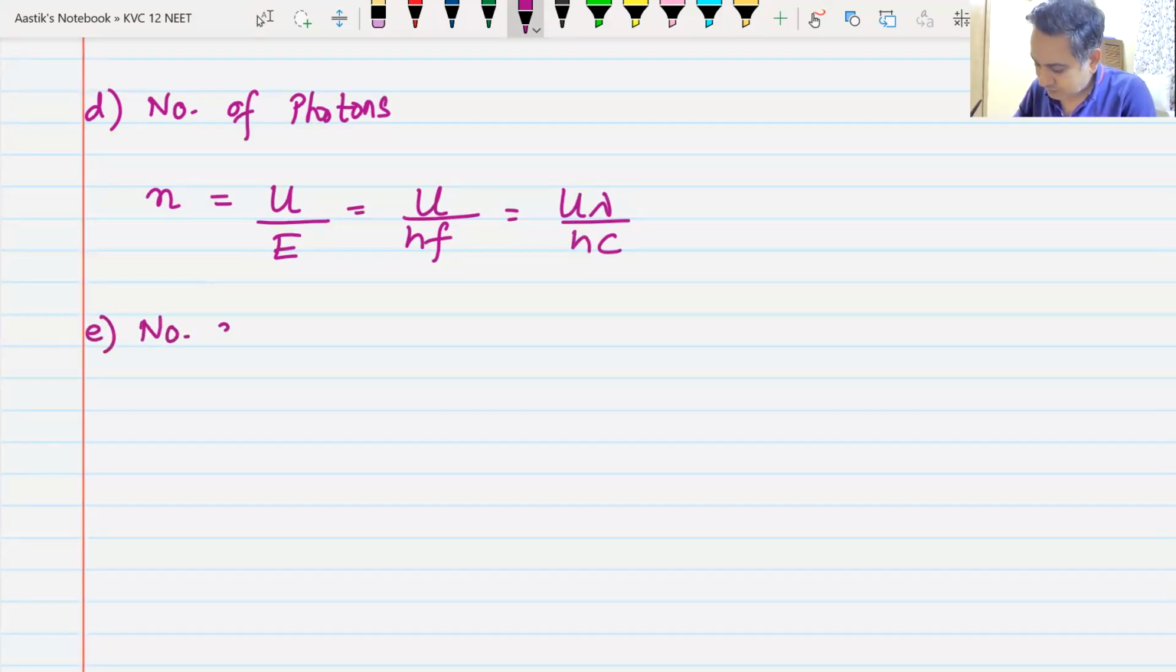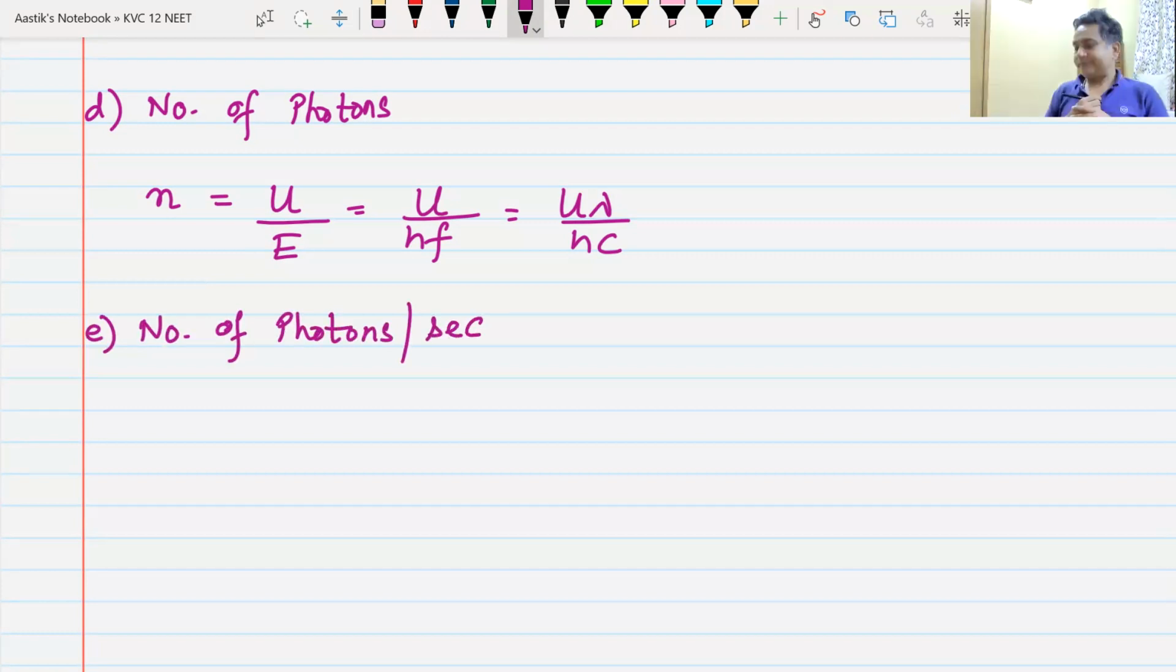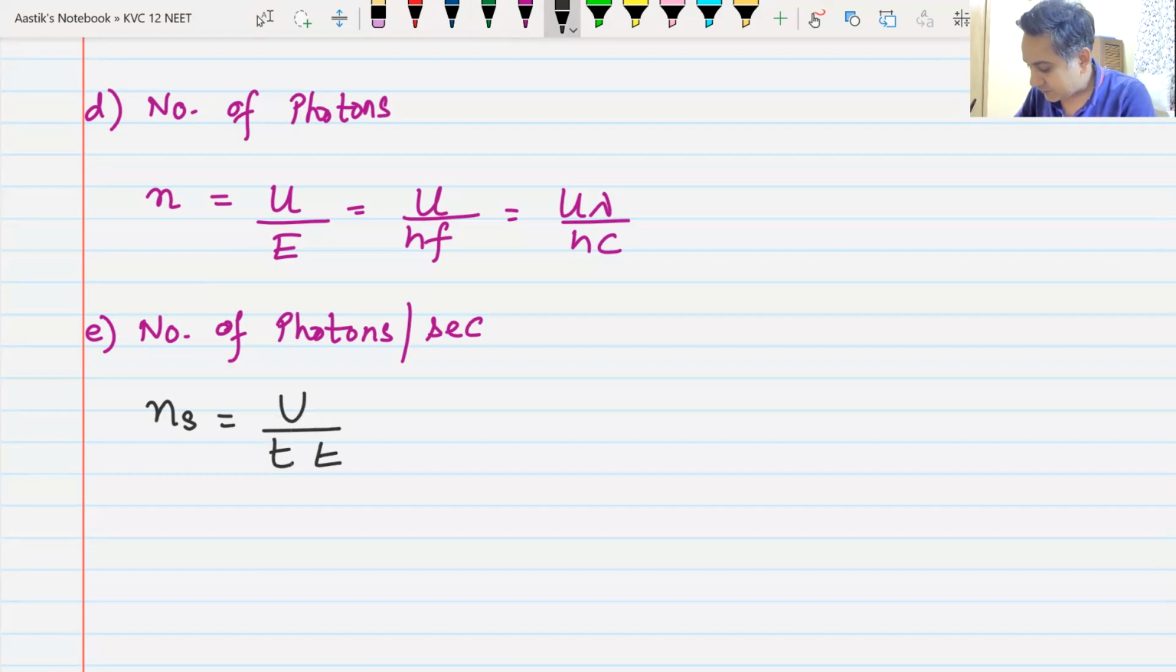Now, sometimes instead of finding out the number of photons, as in this question, they might ask you number of photons per second. Number of photons per second falling on it. Now, how do you find out this number of photons per second? Let me call it as Ns. So what you do is total energy divided by total time divided by the energy of one photon. That will give you the number of photons falling per second. Do we understand this?